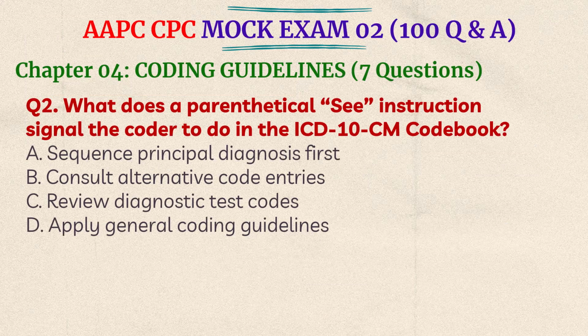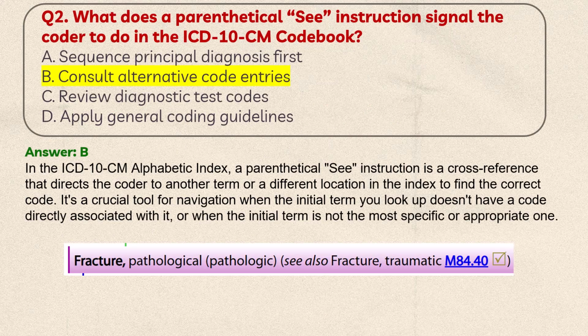Question number 2. What does a parenthetical "see" instruction signal the coder to do in an ICD-10 codebook? A. Sequence principal diagnosis first. B. Consult alternative code entries. C. Review diagnostic test codes. D. Apply general coding guidelines. Think the answer. So the correct answer is B. Consult alternative code entries. ICD-10 alphabetic index.